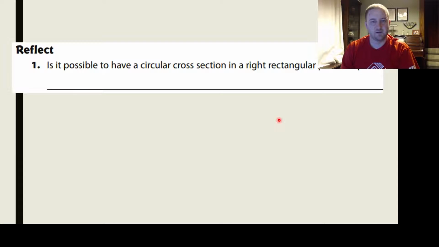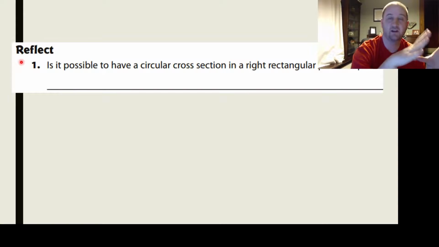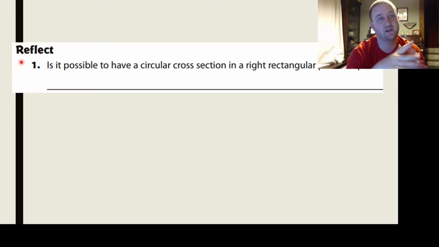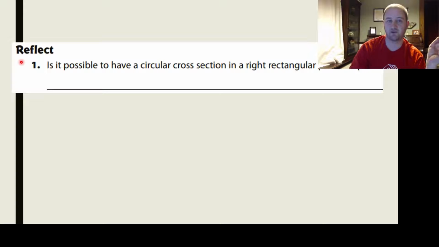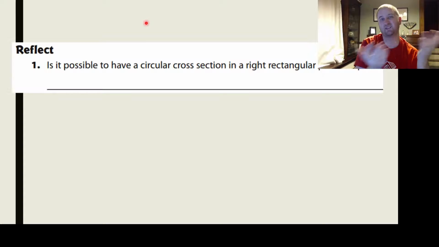All right. Now what do you think about this? It says, is it possible to have a circular cross-section in a right rectangular prism? So we've talked about how you can have a triangle cross-section, you can have a rectangle cross-section, you can have a parallelogram cross-section. Do you think it's possible to have a circular cross-section when you go through a right rectangular prism? Well, the answer to that is probably no, right? Because if it were to be circular, that means that the sides would have to be round, but there aren't any round sides in a rectangular prism, right? Now you could have a circular cross-section in a cylinder, but probably not a right rectangular prism, right?